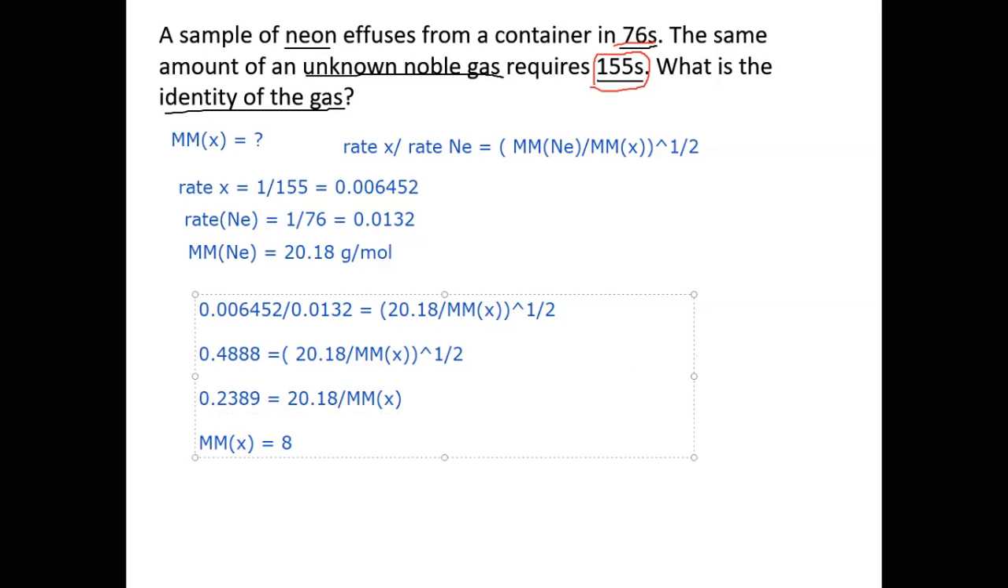The molar mass of our unknown gas is 84.5 grams per mole. And we look this up on the periodic table. We see that the closest noble gas to that is krypton. So our unknown gas is krypton. Give me a few seconds to look over that before we move on to real gases.